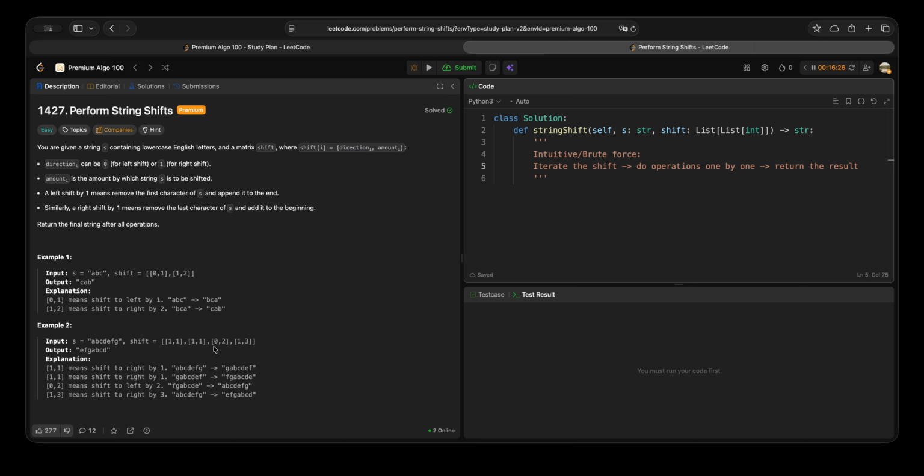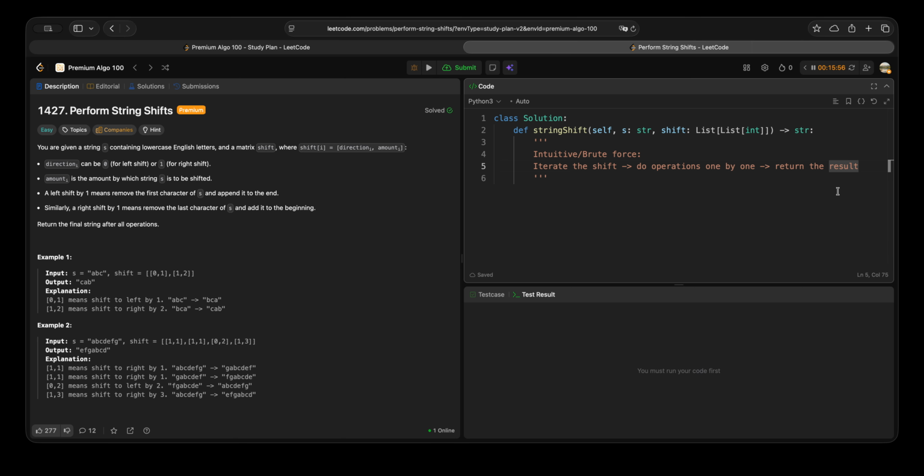I think this approach is not so complicated, but I don't think this is a good approach, because it's really slow, and you really have to deal with the operations one by one. We also need to mention that this is going to be a big O of n, because you're iterating through the entire shift, and you are also doing operations on the input string each time.